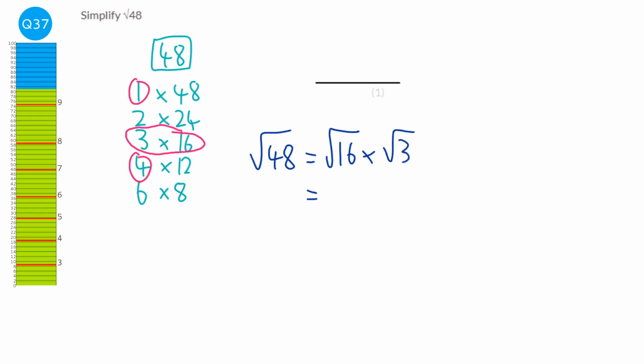Now square root of 16, the reason we put the square number first is we can actually square root that. Square root of 16 is obviously 4. So it becomes 4 times root 3. And with surds we don't actually write the times sign between an integer and the surd. So it's just 4 root 3.